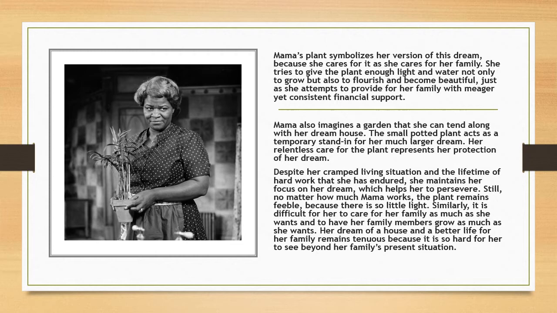Her relentless care for the plant represents her protection of her dream. Despite her cramped living situation and her lifetime of hard work that she's endured, she maintains her focus on her dream, which helps her to persevere. Still, no matter how much Mama works, the plant remains feeble because there is so little light. Similarly, it is difficult for her to care for her family as much as she wants and to have her family members grow as much as she wants. Her dream of a house and a better life for her family remains tenuous because it is so hard for her to see beyond her family's present situation.